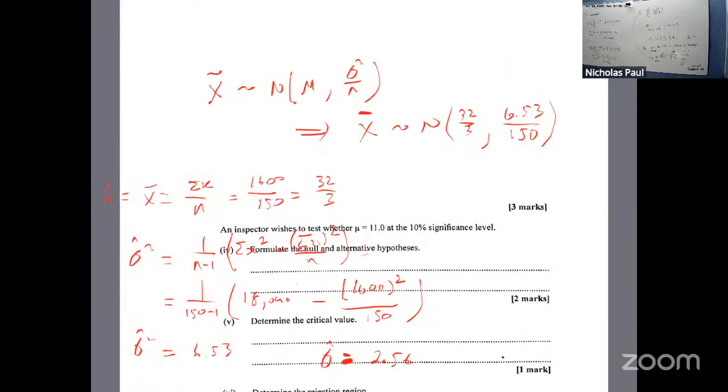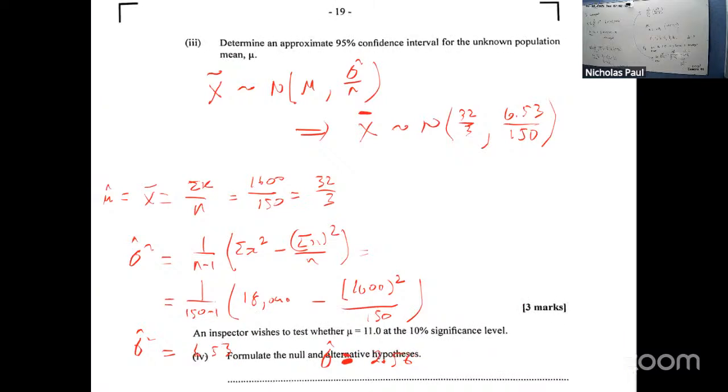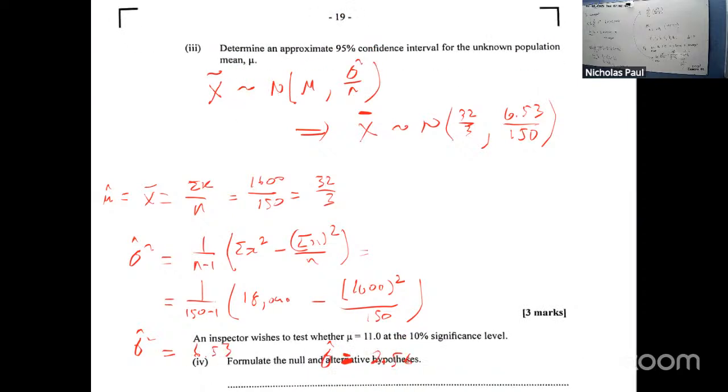Right. Now they want a 95% confidence interval for the unknown population mean. So all they want is the same confidence interval. We already estimated the mean and the variance. So we've got to work it out, tell me what you get, please. 95%, so you know that value, right? Work it out, message what you got.